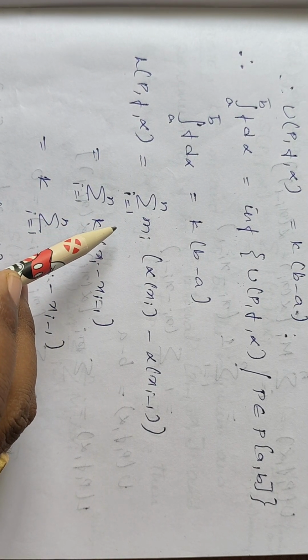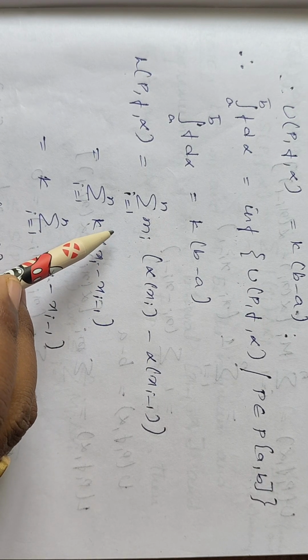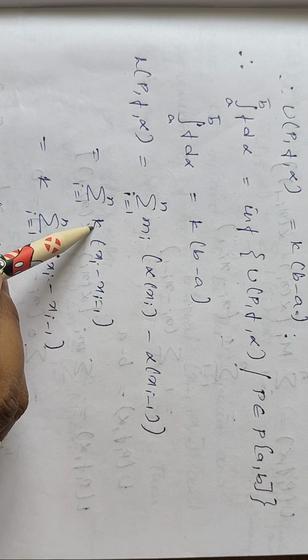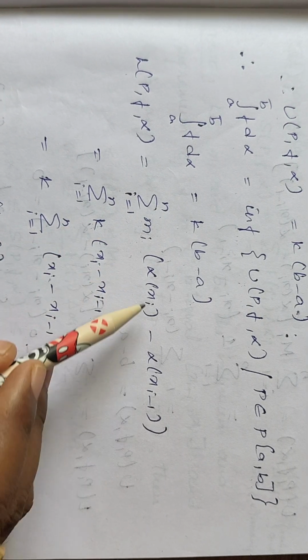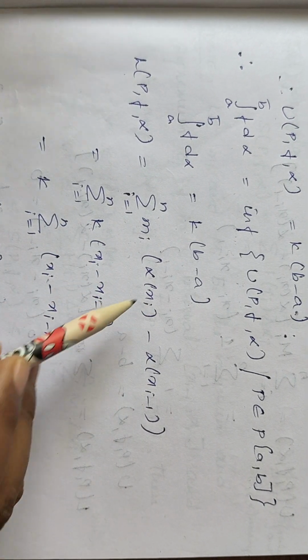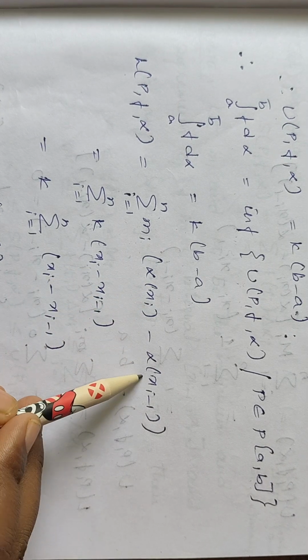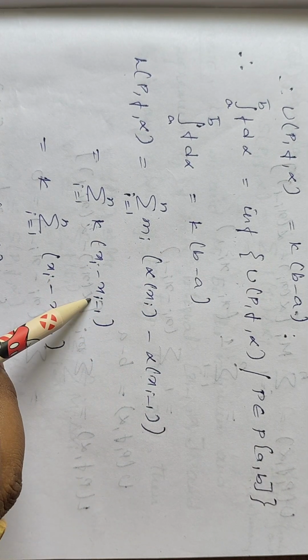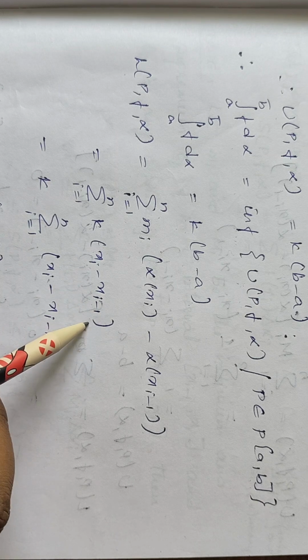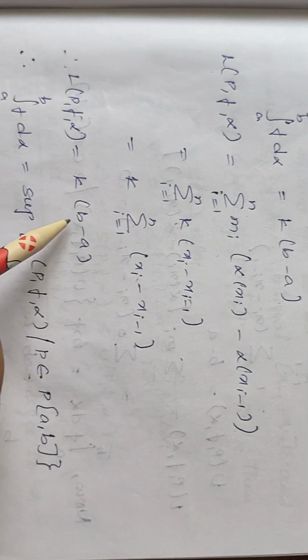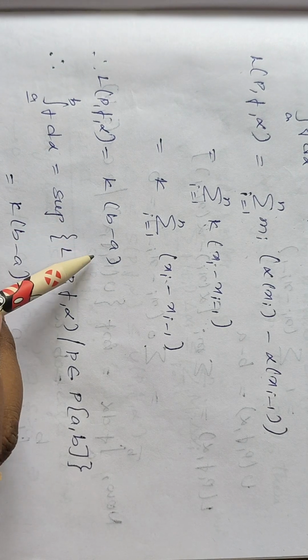So in that set, whether you take supremum or infimum, it will be k itself, because there is only one element in the set. So k into xi minus xi minus 1. Why? Because alpha of x is x, so alpha of xi is xi, and alpha of xi minus 1 is xi minus 1. Once you expand this summation, you will get k into b minus a.